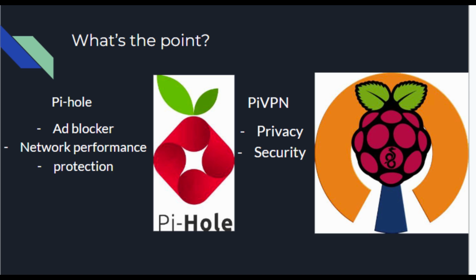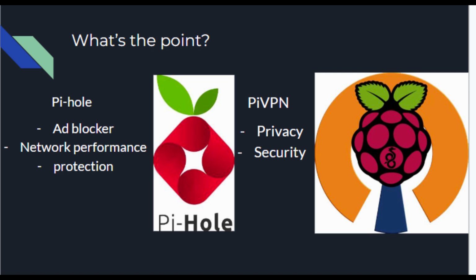So, why would anyone go through the trouble of setting this up? Starting with Pi-hole, its main benefit is blocking advertisements on the entire network. This goes beyond a simple browser plugin. Pi-hole also blocks ads on mobile apps, smart TVs, and other devices. As an added benefit, Pi-hole also improves network performance since ads are not loaded.